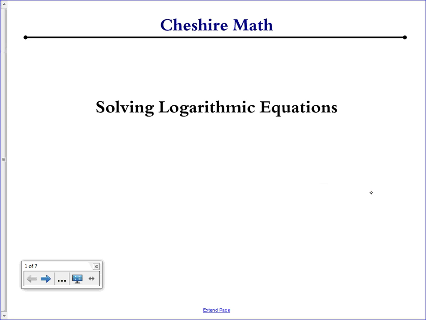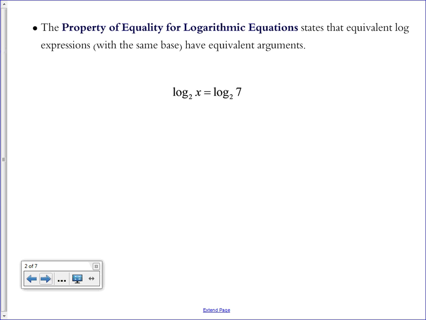This video is about solving logarithmic equations. The property of equality for logarithmic equations states that equivalent logs that have the same base are going to have equivalent arguments. So if there's an equal sign between two logs and both of those logs have the same base, then we can say that their arguments are equivalent as well.